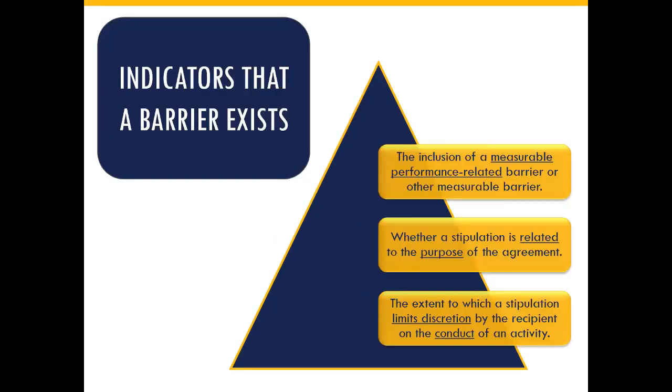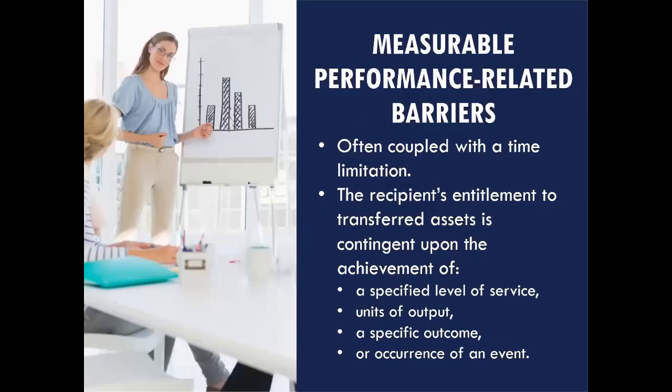All right, so what is a barrier? There are three main indicators that a barrier exists. The first one is the inclusion of a measurable performance-related barrier or other measurable barrier. The second one is whether a stipulation is related to the purpose of the agreement. And the third one is the extent to which a stipulation limits discretion by the recipient on the conduct of an activity. We're going to look at each of these in a little more detail.